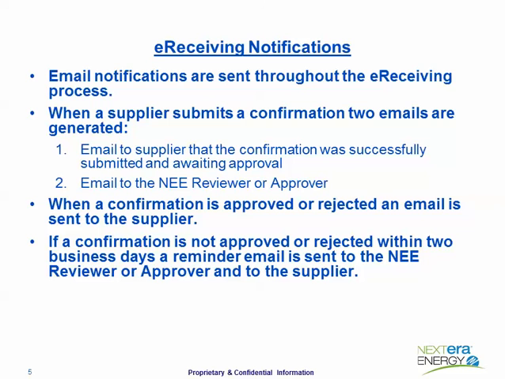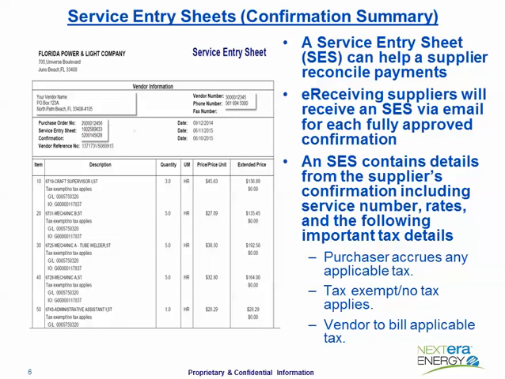Also, if the confirmation approver has not reviewed, approved, or done anything with that confirmation within 2 days, they will receive a reminder email. Also, you as the supplier will receive the same reminder email. And finally, when that vendor confirmation is completely approved and posted, you will receive to one email address that you supply to us a service entry sheet or a confirmation summary.